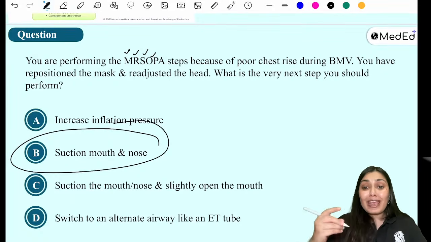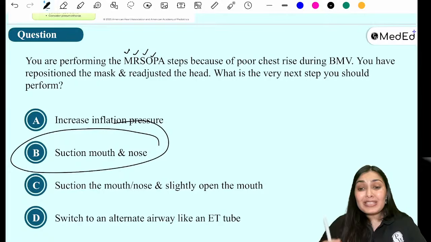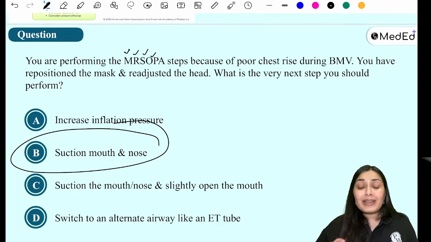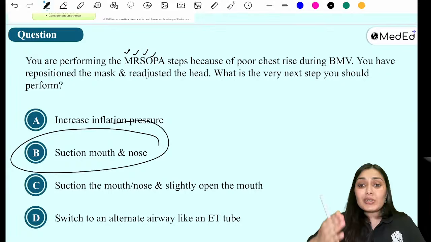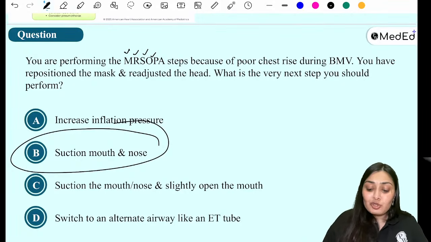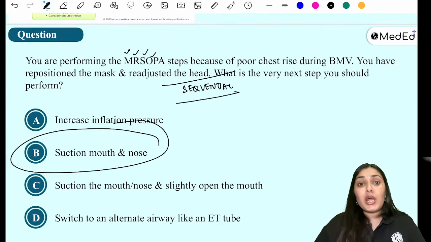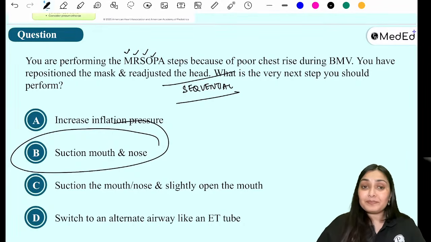Because remember, this MR SOPA step has to be sequential. If after readjustment of the mask, still chest rise is not there, you go for reposition of the head. If after reposition of the head still not going, then go for suction. If after suctioning still the chest rise is not there, then you open the mouth. So this has to be step by step. This has to be sequential. You do not do two steps together, right? It should be sequential. So remember, that's why option B over option C.